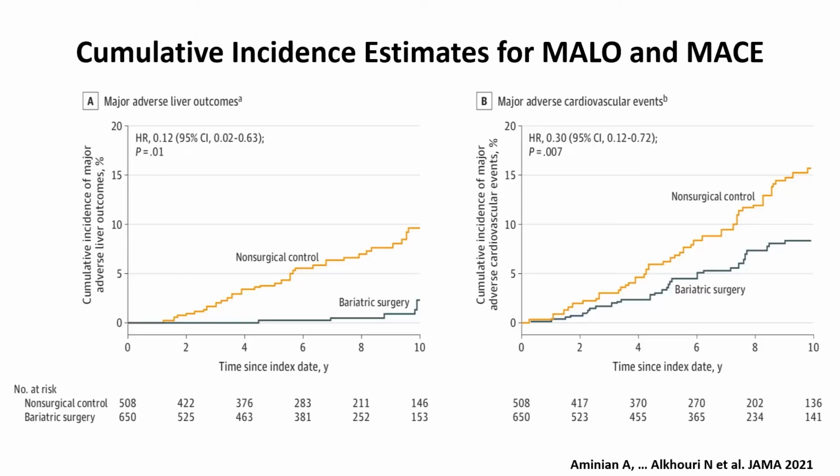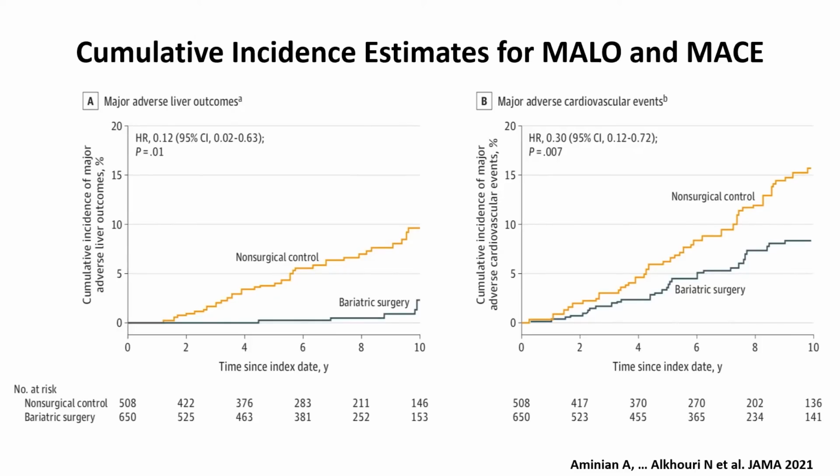This was published in JAMA in 2021, where we had 650 individuals that underwent bariatric surgery. They all had biopsy at the time of surgery, and we matched them to a non-surgical control. All these patients had NASH and F1 to F3 fibrosis. We did not include patients with cirrhosis.